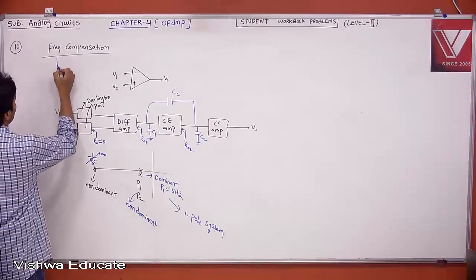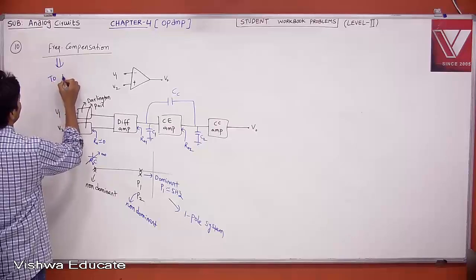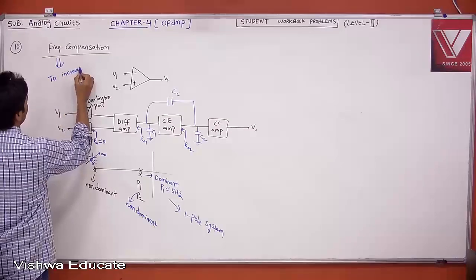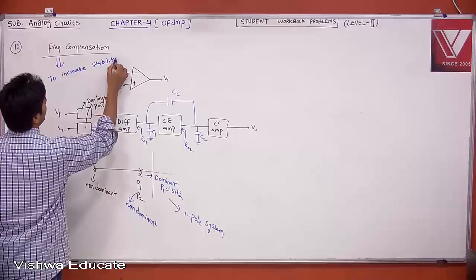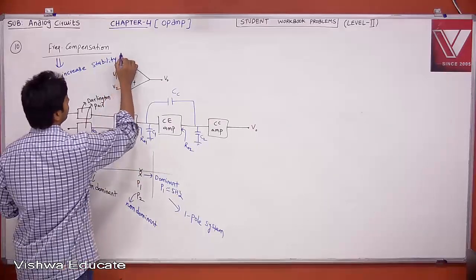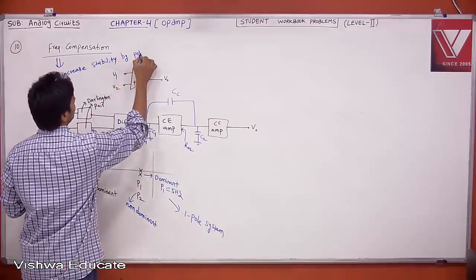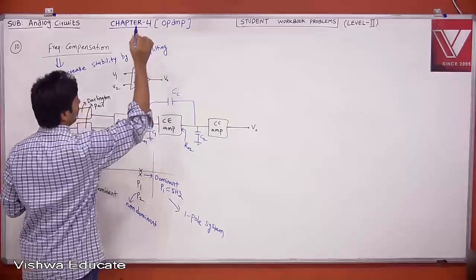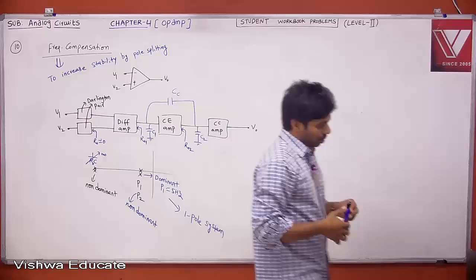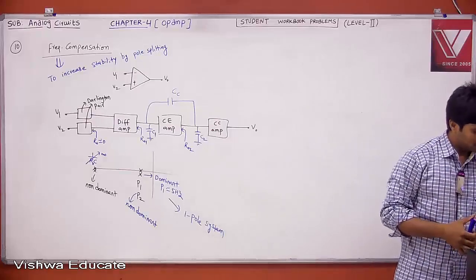Therefore, what is frequency compensation for? To increase stability, by pole splitting. Okay, that is the answer.